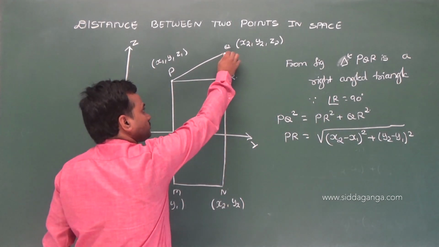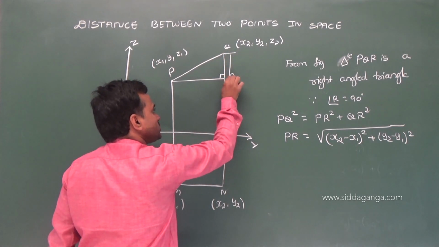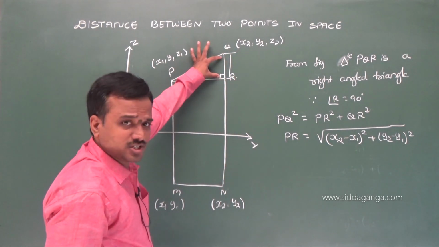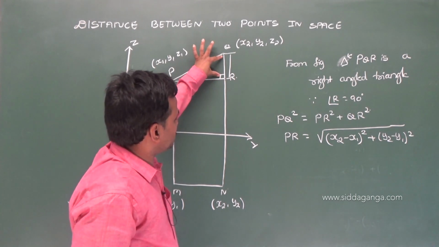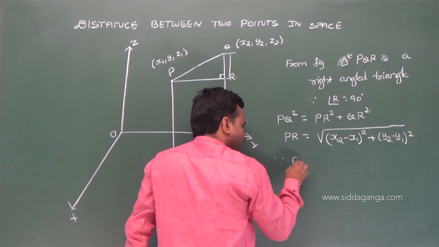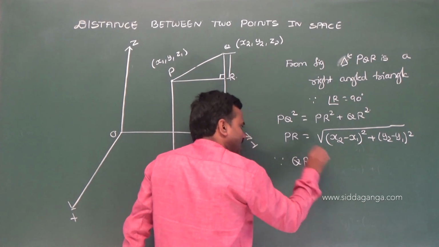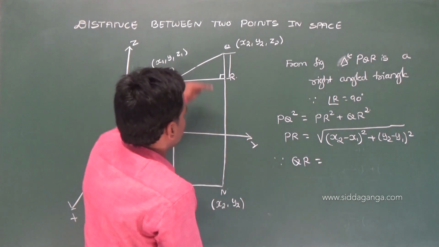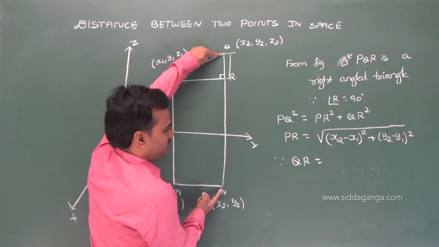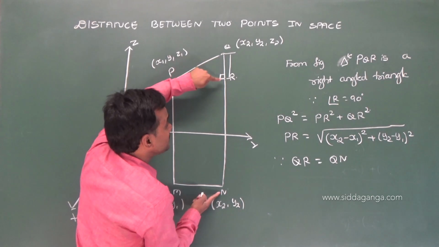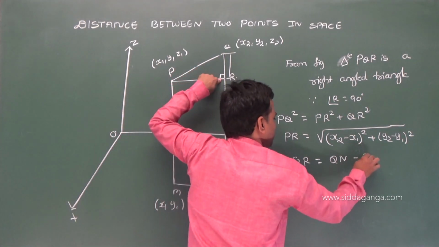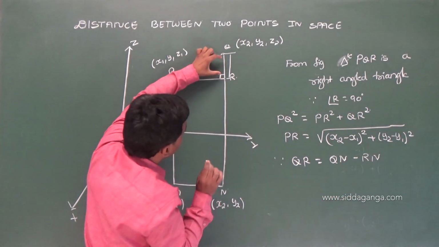Observe here. QR, this distance I want. Carefully observe the figure. QR, this distance I want. From the figure, QR I write as QN minus RN. Is it correct? So I want QR.